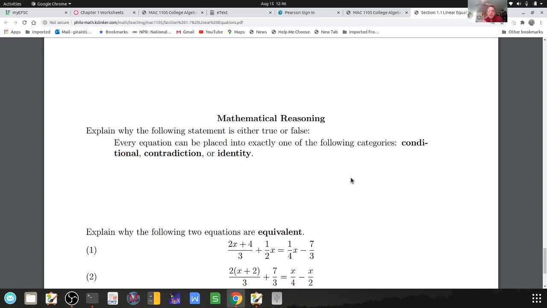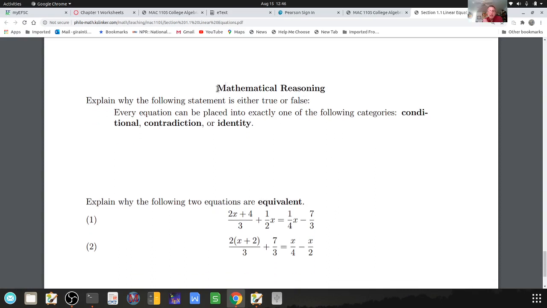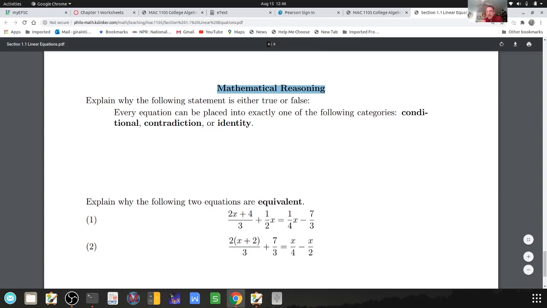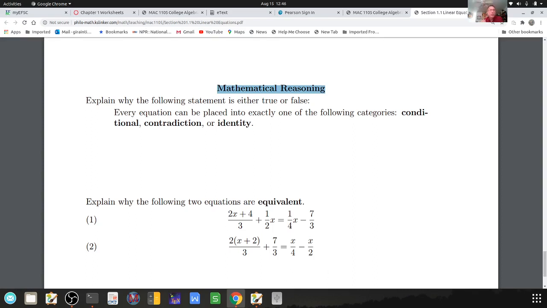But I will tell you in an announcement that when I have a mathematical reasoning question, you should probably look at the very last part of the video and listen to what I say about the mathematical reasoning. I'm just learning how to use all of the features of YouTube, and I'm pretty sure I can make links to each one of these so you can go straight to them without fast forwarding. And that's it for section 1.1.